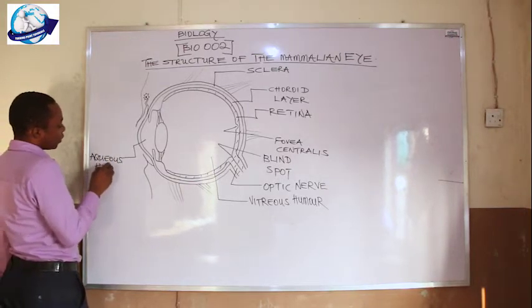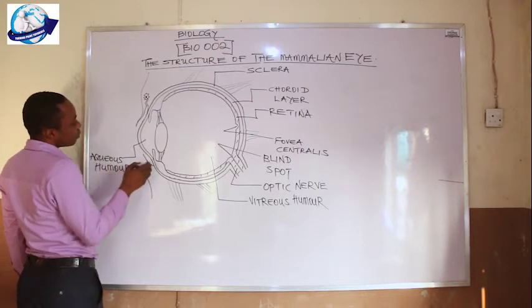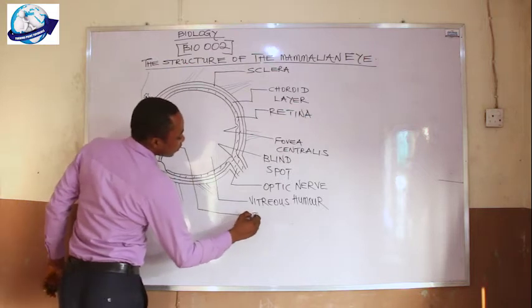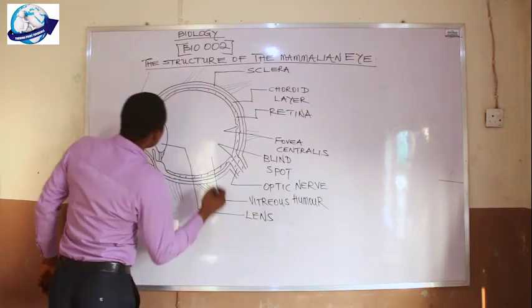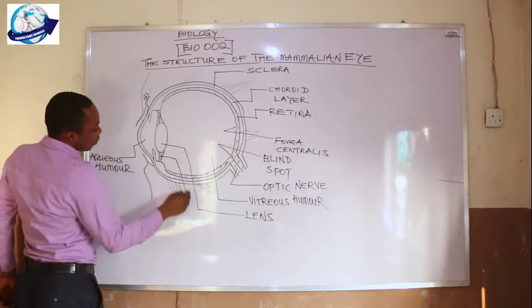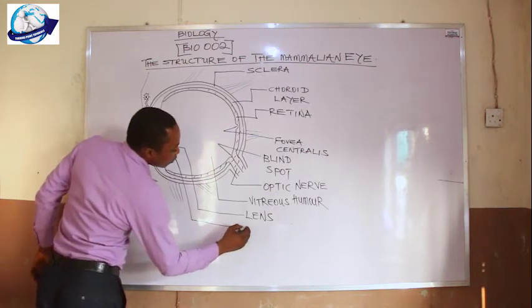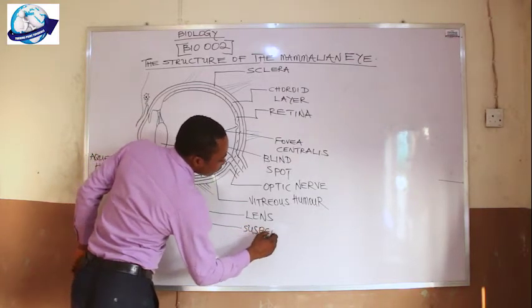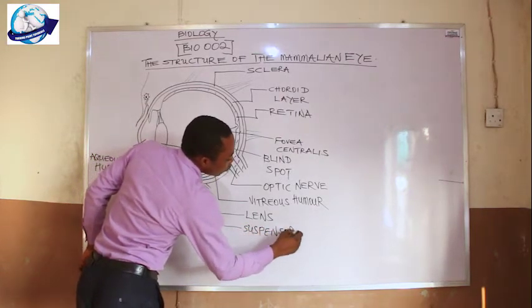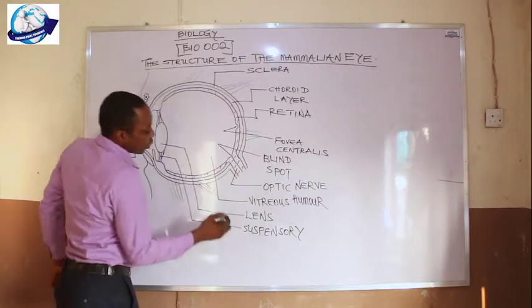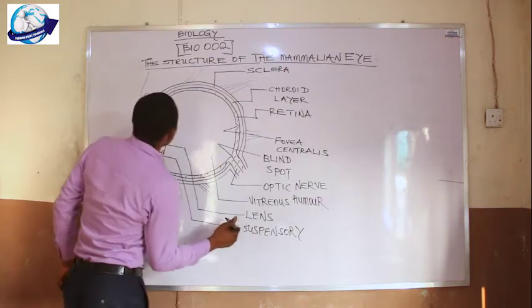The other one to talk about, which we have discussed before, is the lens of the eye, and the lens of the eye is held by the suspensory ligament. The suspensory ligaments are attached to the ciliary muscle of the eye wall.